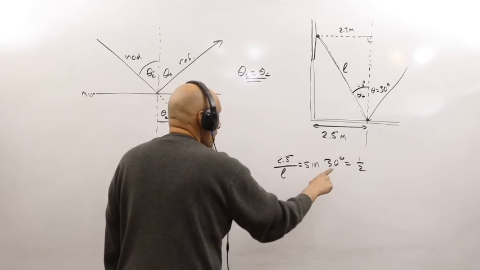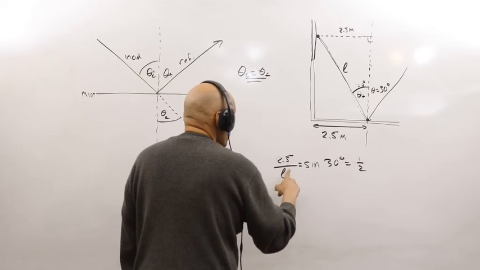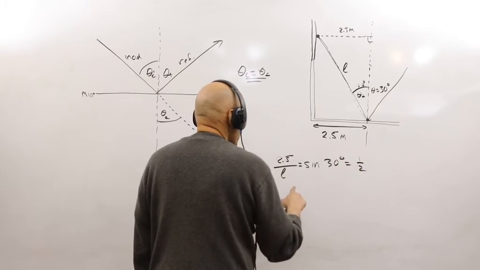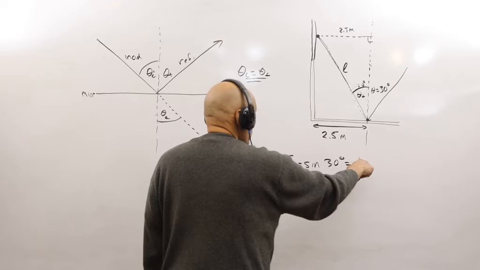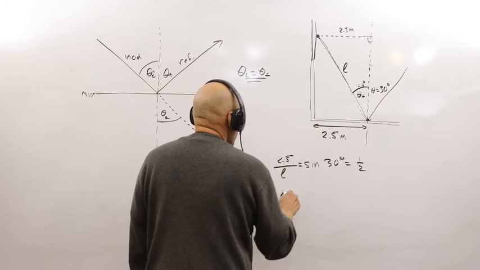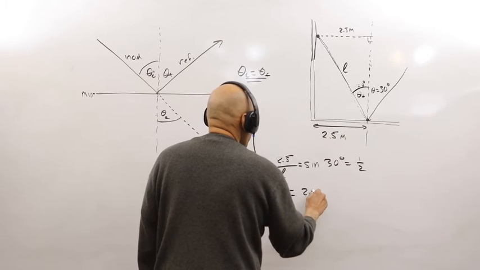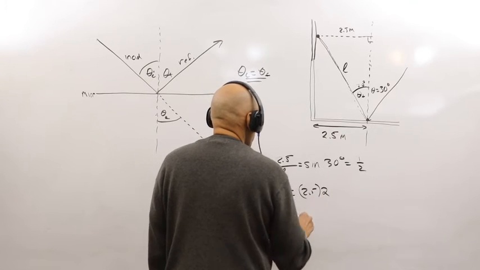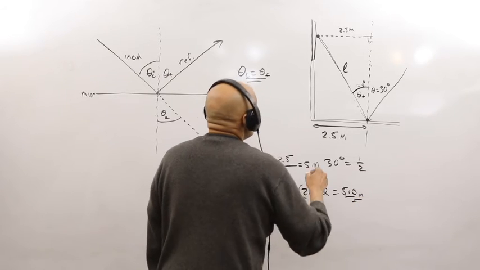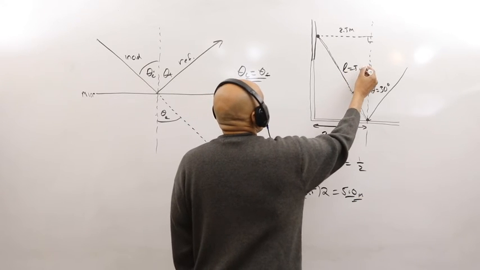And so if I solve for L, I multiply by 2 on this side and multiply by L on this side. So move the L to the opposite side, inverse transformation. 2 is being divided, so you multiply on this side. So L is equal to 2.5 times 2, which in this case is 5.0 meters. So we're expecting L to be 5.0 meters.